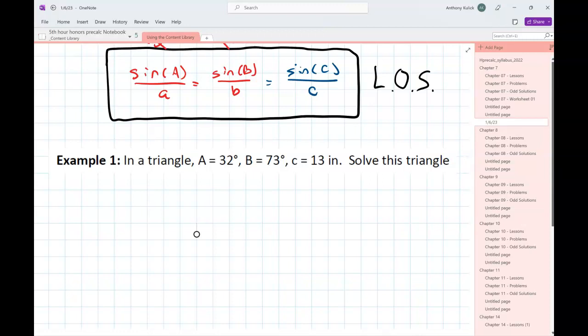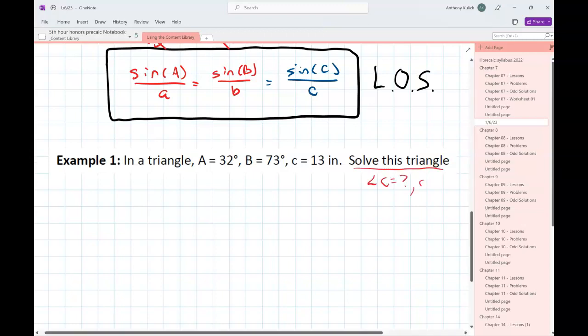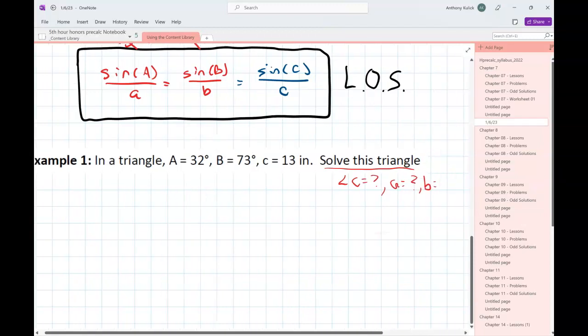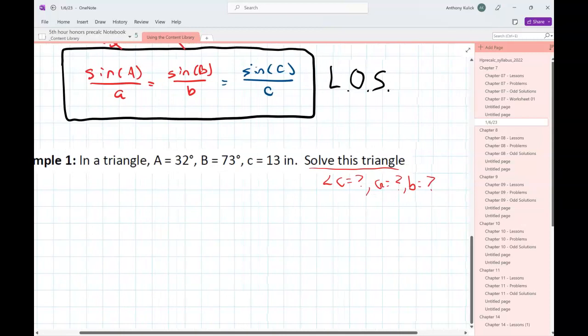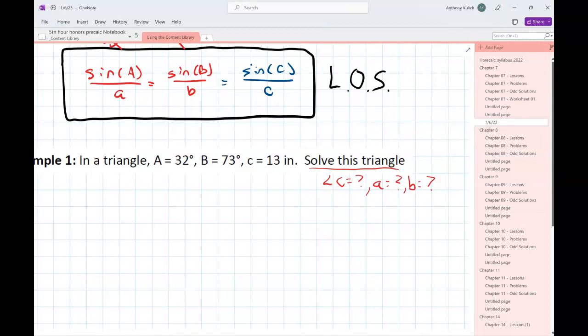Okay. So let's take a look at this problem here. It says in a triangle, angle A is 32 degrees, angle B is 73 degrees, and side C is 13 inches. And we're asked to solve the triangle. So that means we need to find the value for angle C, for side A, and for side B. Everybody's cool with what we're looking for?